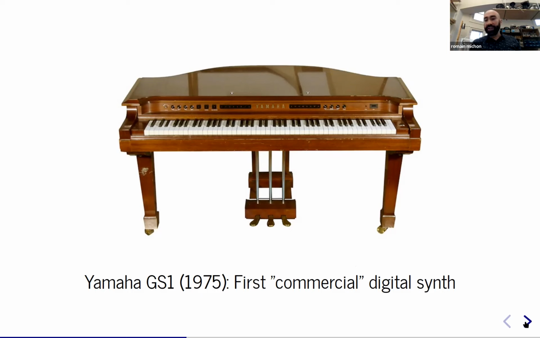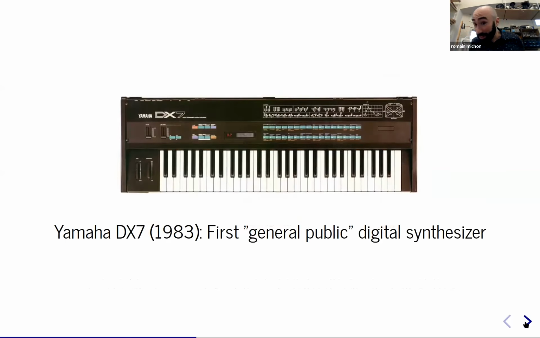So the thing with the GS1 was that it was insanely expensive, and so only someone like Stevie Wonder could buy it. So it was not really meant to be something that people were actually going to buy. It was more like a prototype to make something that would eventually become one of the largest commercial successes of Yamaha, which is the DX7. And so basically the GS1 served as a prototyping platform for the DX7. And the DX7, which was released in 1983, is the first general public digital synthesizer that has been commercialized.